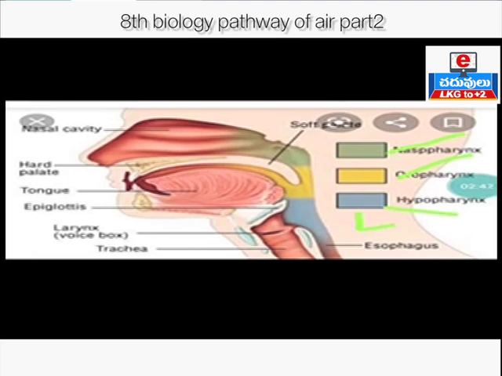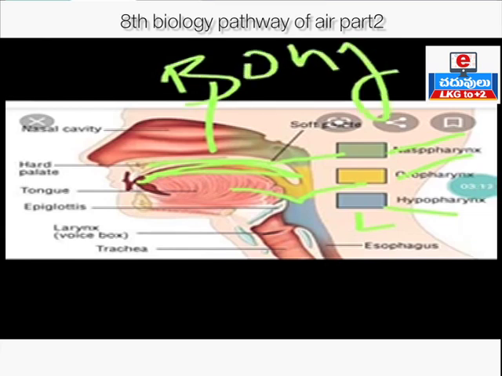You know that the nasopharynx means the upper part of the pharynx connected to the nasal cavity. The part of the pharynx connected to the oral cavity is called the oropharynx. One doubt: how are the nasopharynx and oropharynx separated? They are separated by a muscular partition called the bony palate. Both are connected in the pharynx chamber only.